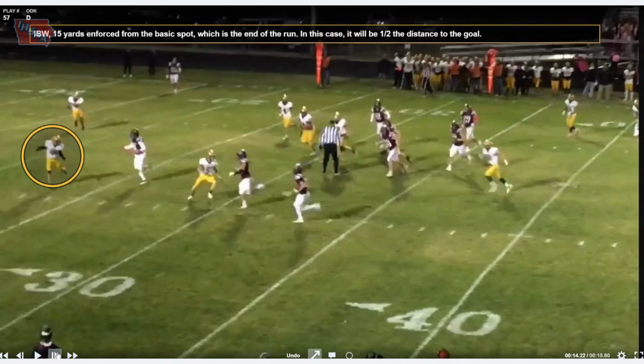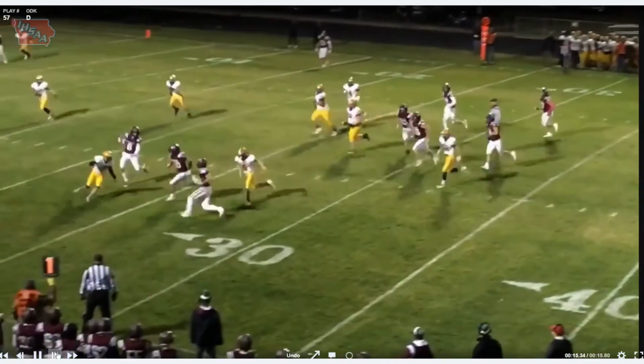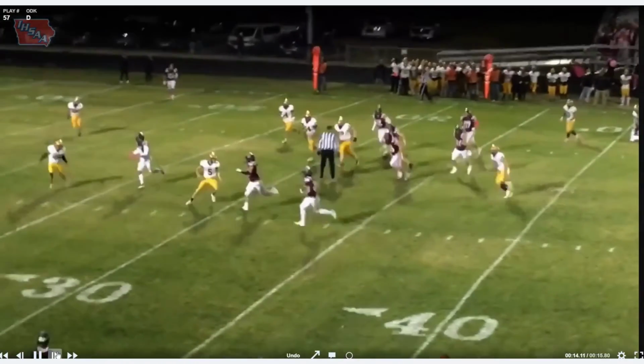And again, this is one where we've got a defender who goes low on a lead blocker. And remember, if we have a foul by the defense, oh, my bad, this is the offense. Wait a minute. No.